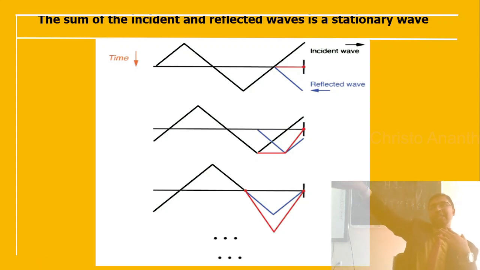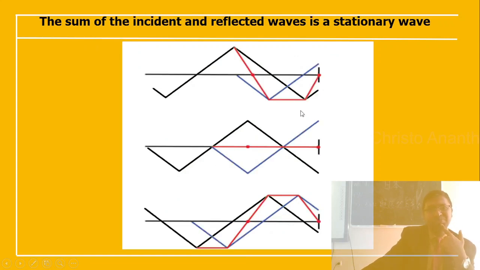Incident wave in the green color, reflected wave in the blue color, and the red color is nothing but the sum of the waves. That red color, the sum of the incident and reflected waves, is a stationary wave called the standing wave. This is the projection. As the wave travels, you are going to make the sum of the two waves.